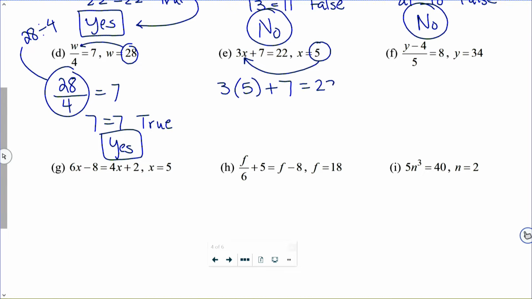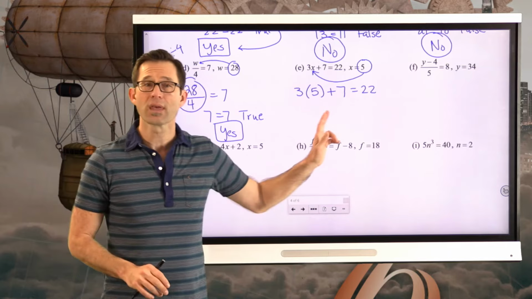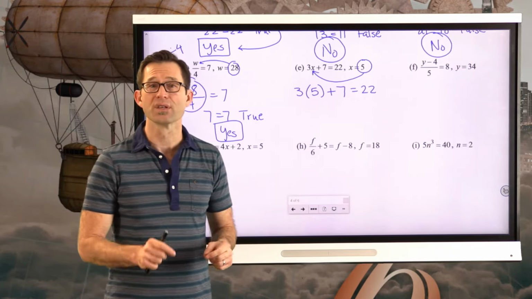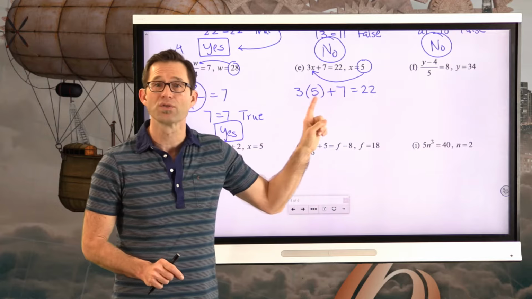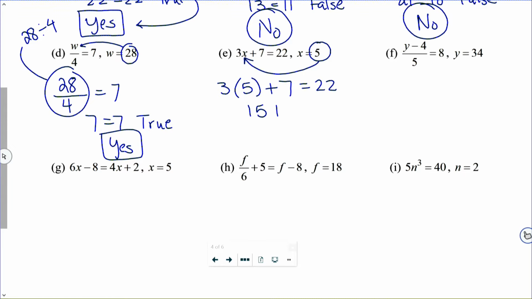Right? Now, absolutely key here: we have to know that in this calculation, order of operations tells us that I must do this multiplication first, then this addition. So I'm going to have 15 when I do 3 times 5, plus 7 equals 22. And that, in fact, does equal 22, so that's true. And therefore, the answer is yes, that is a solution.